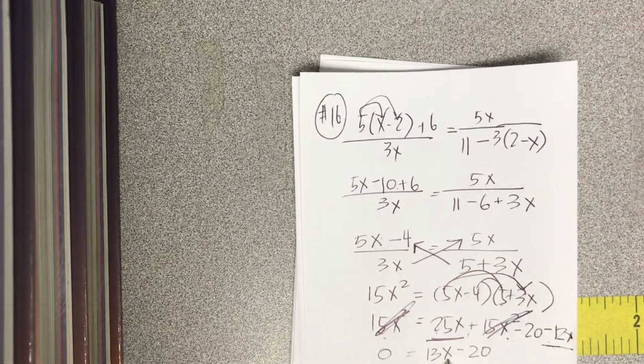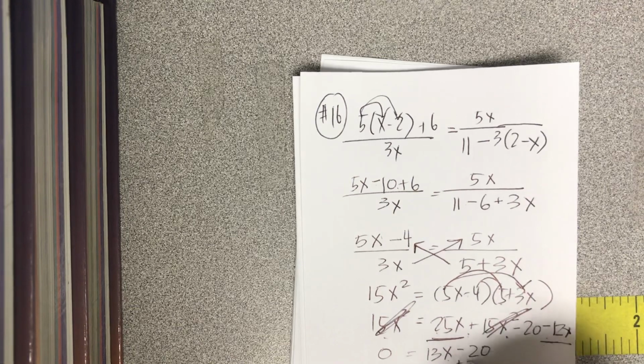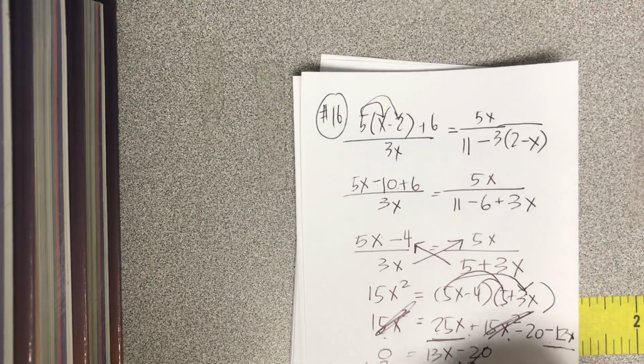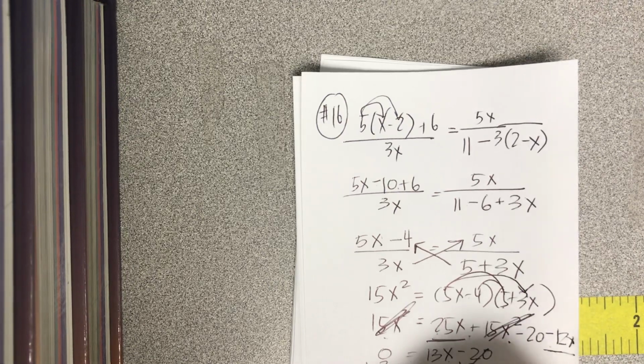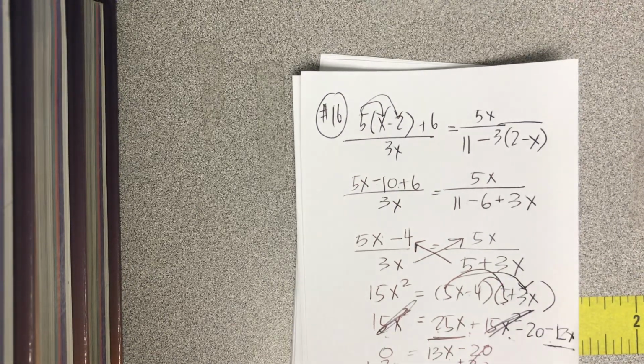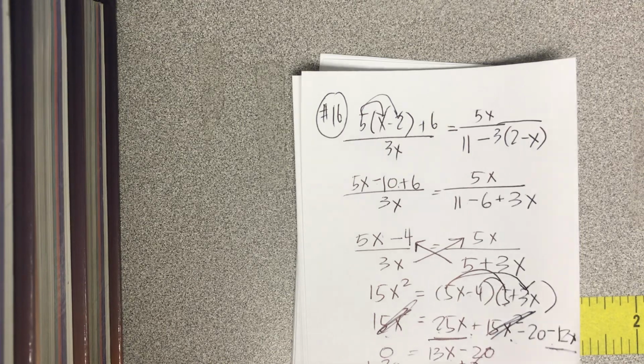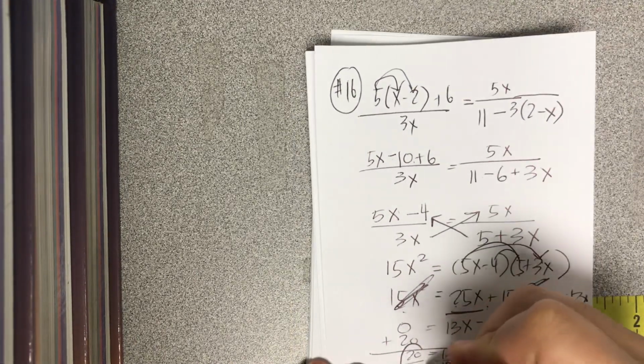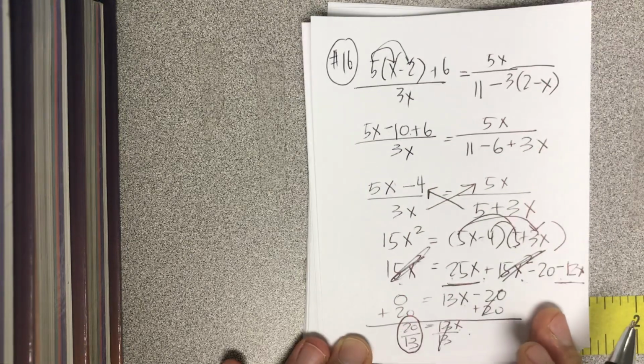If I want to solve for x, what do I do? I've got to go plus 20, plus 20. So now it's 13x equals 20. If I want to divide and get the x by itself, divide out the 13, divide out the 13, and then it's 20 over 13 as your answer.